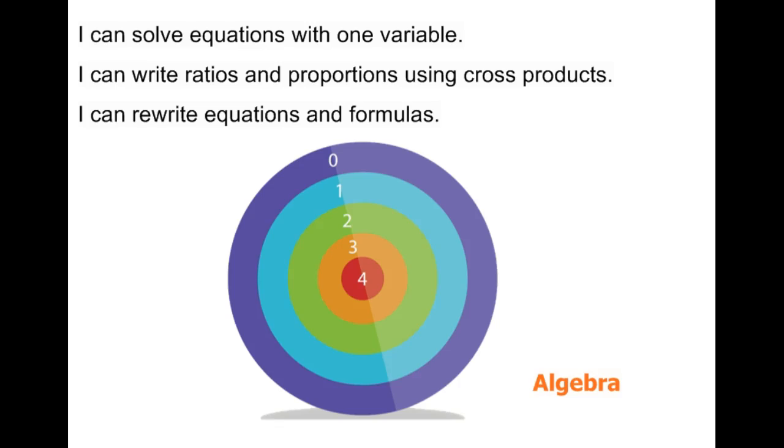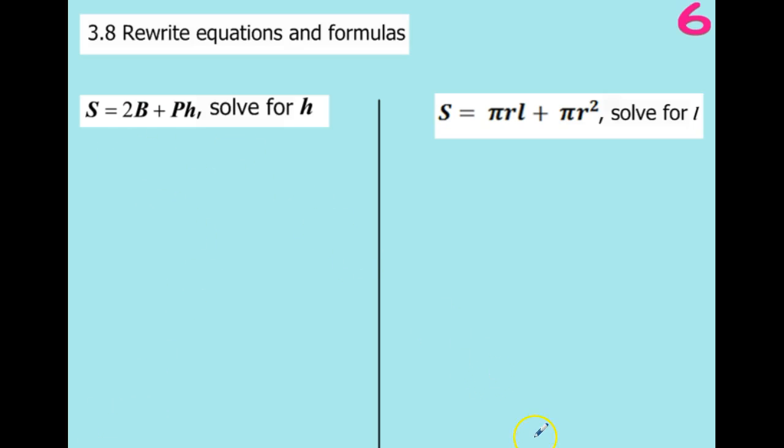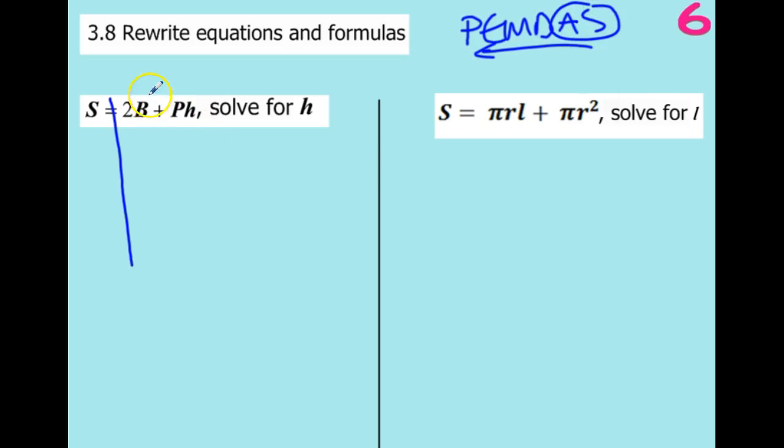Our last two here, yep. Rewrite the equation in the formula. Solve this for h. So first, like we've been doing, order of operations backwards. Getting rid of that addition and subtraction first. So this whole piece was added on. We want to leave the h where it is. So I'm going to subtract 2b. So those are gone. We have s minus 2b equals ph.